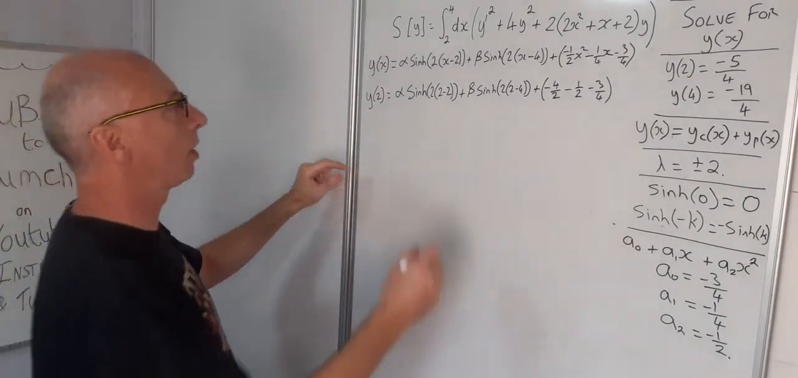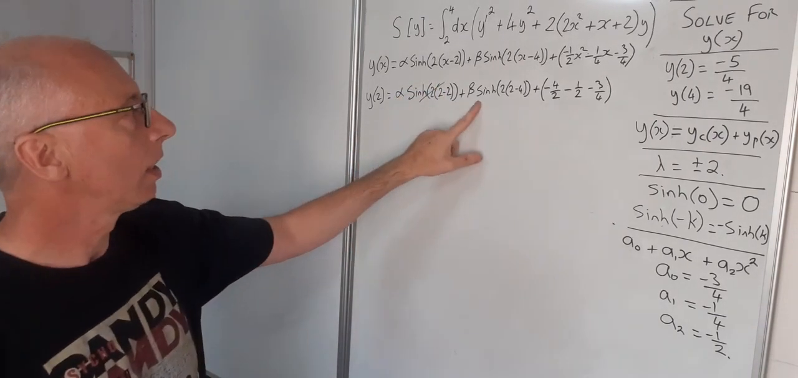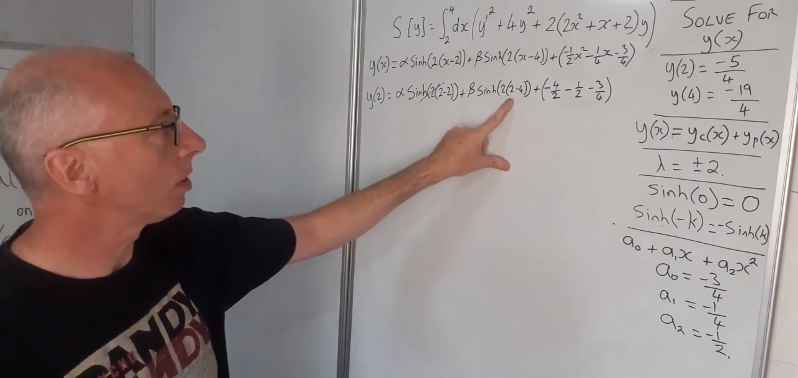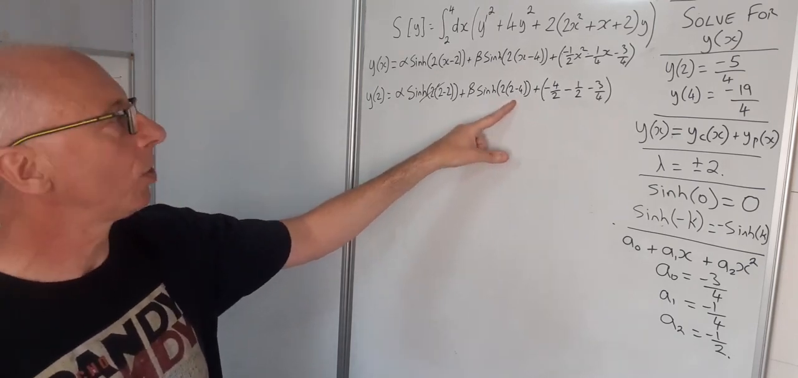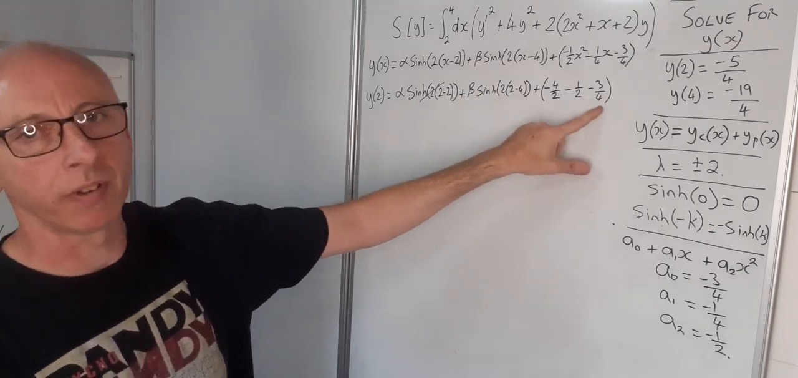So this one we know is just going to be 0. So this alpha will disappear. Now we'll be left here with our beta of sinh of 2 times minus 2. So that becomes sinh of 4, so that becomes a minus as well. And then this we need to evaluate.